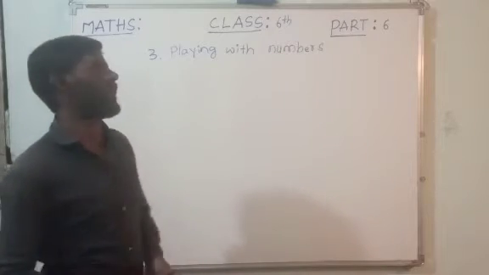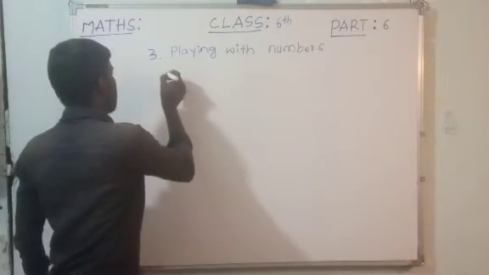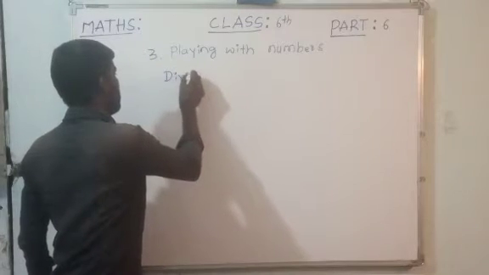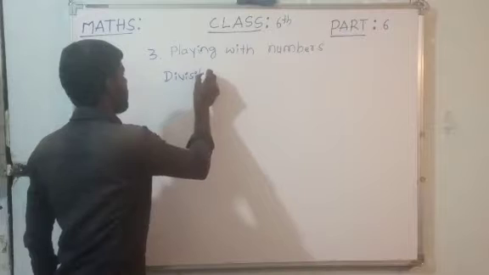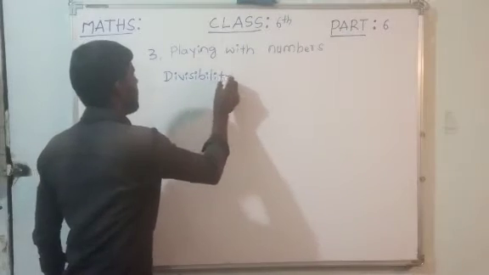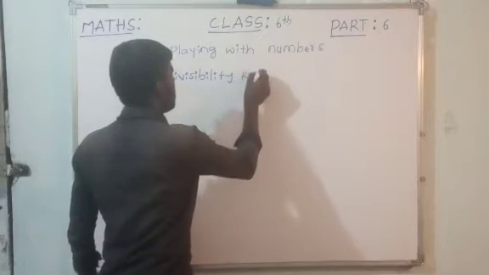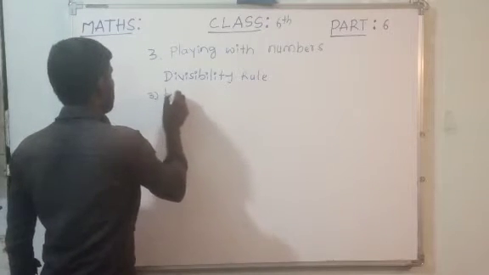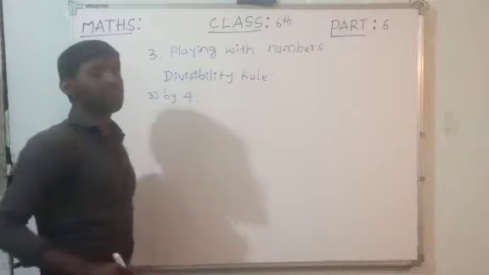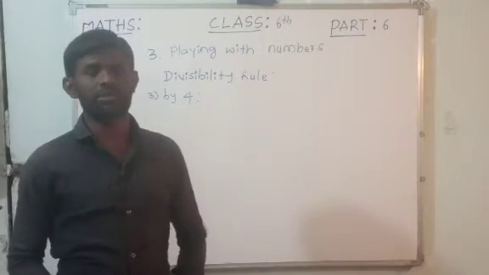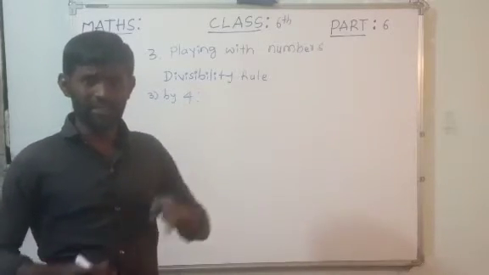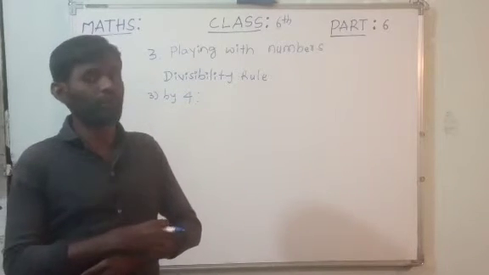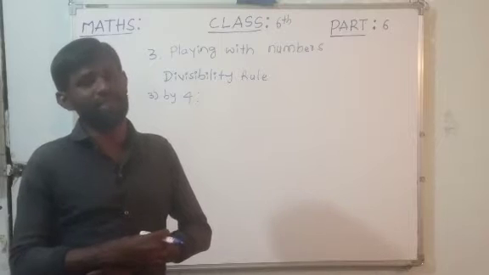In today's class, we will discuss the divisibility rule by 4. This is the third rule. It means when we can use 4 to divide the given numbers.